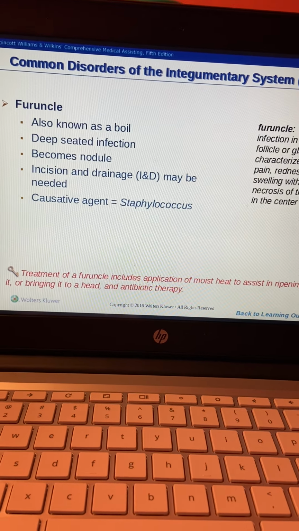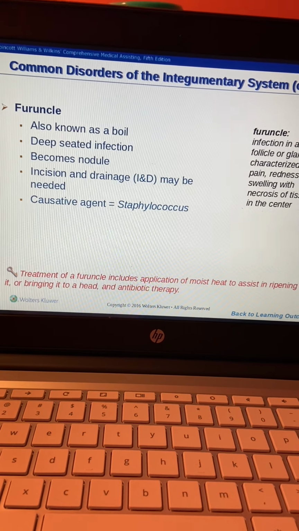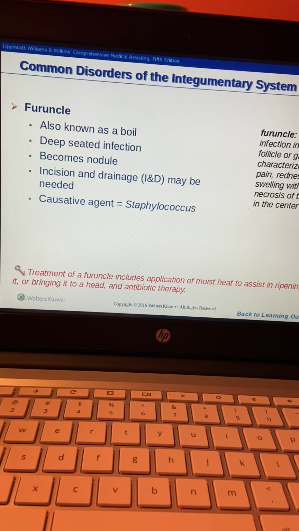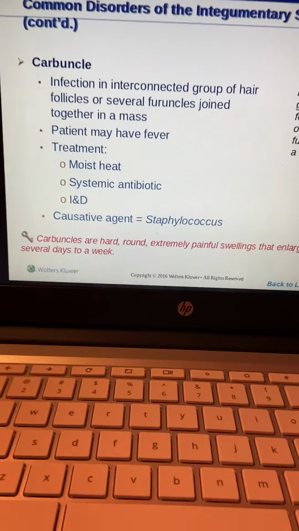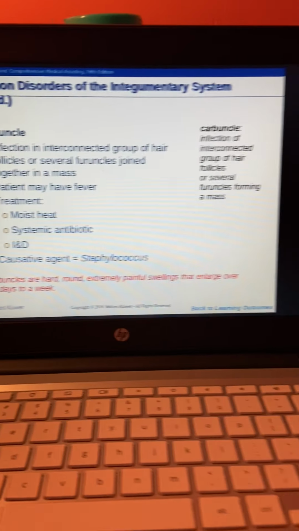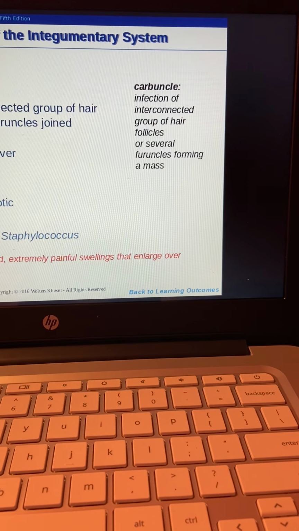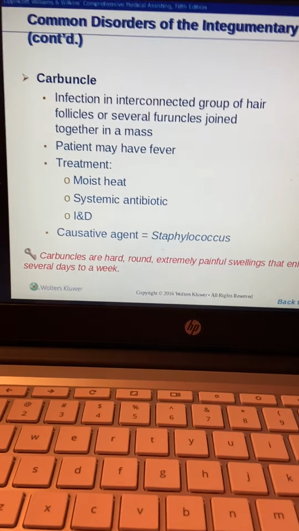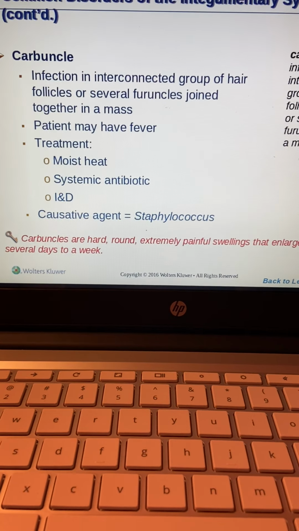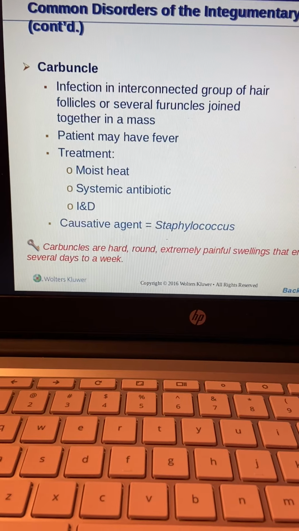Often, so we know that the incision and drainage may be performed to remove the purulent material and facilitate the healing of the furuncle. A carbuncle is an infection of an interconnected group of hair follicles, or several furuncles that are joined together in a mass.